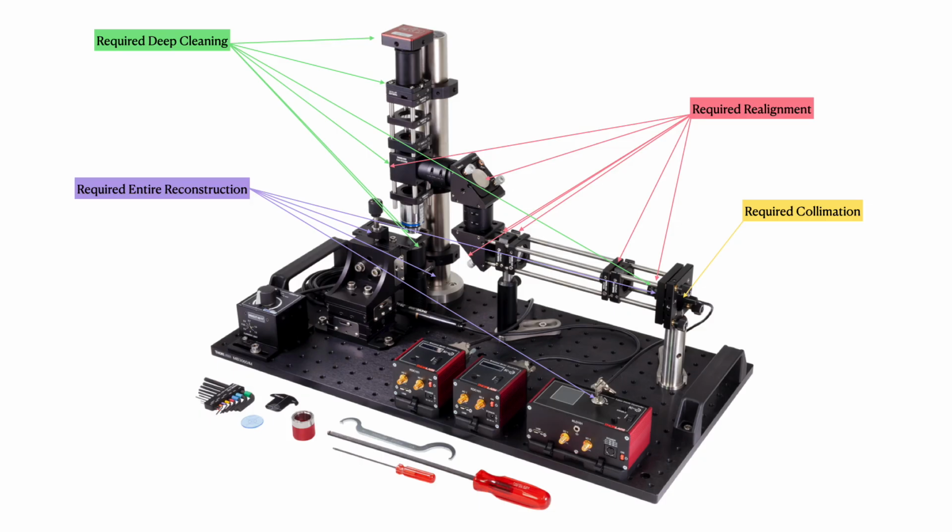Seen in red is everywhere that required realignment. This included the laser, several lenses, several other lenses, and finally a lot of other lenses. Seen in yellow, the laser required a collimation. Seen in green are components of the camera apparatus and lenses that required deep cleaning. Everything in purple required complete disassembly and needed to be put back together, for they were not initially installed correctly.